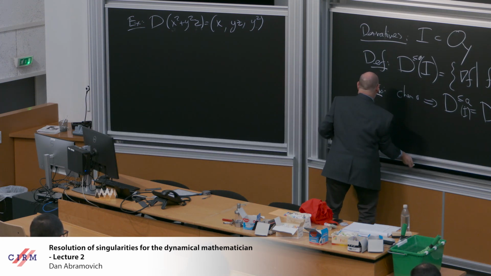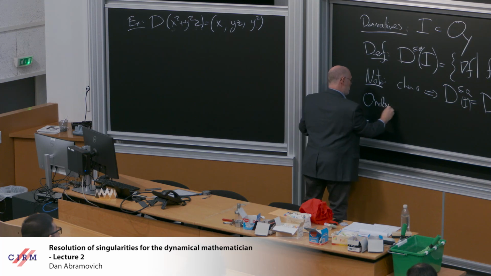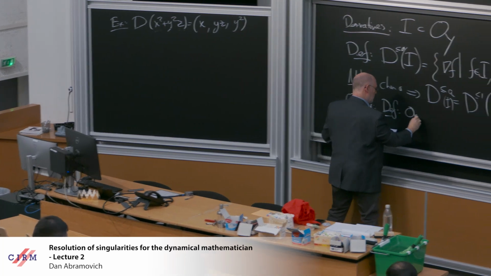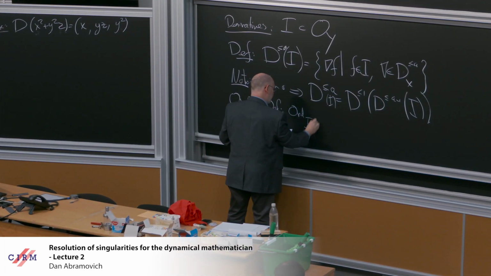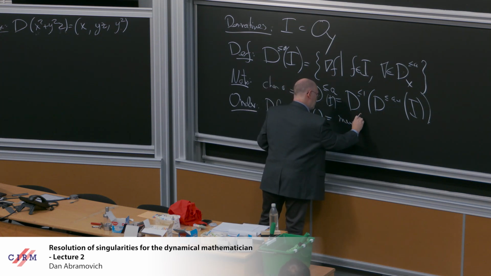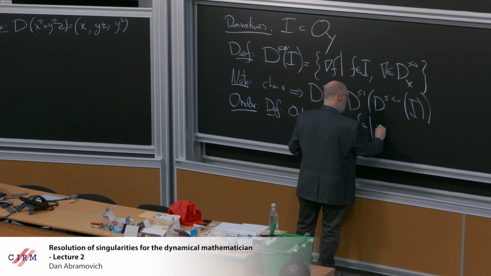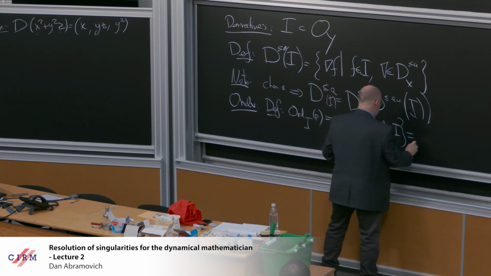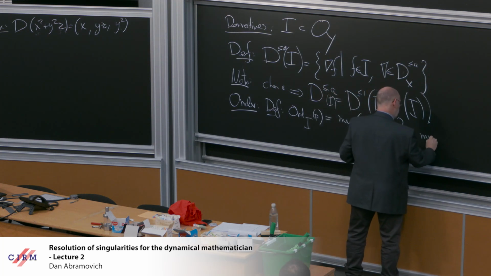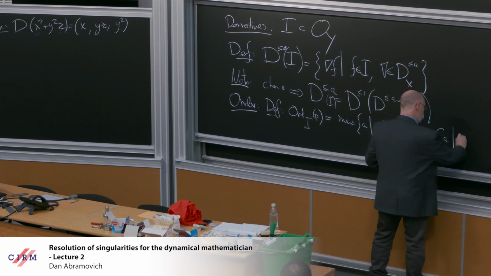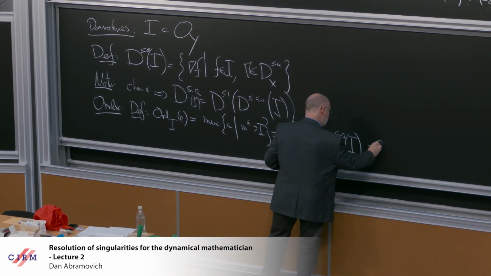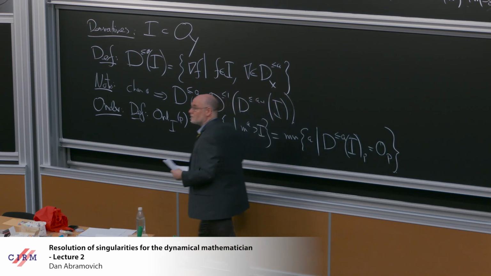So now let's define the next thing, order. What's the order? The order of an ideal at a point. I'll give you two definitions. This is the maximum integer a such that m to the a contains the ideal. But thinking about Taylor expansions, this is the same as the minimum of a such that the a-th derivative of I at p contains a unit. Right?